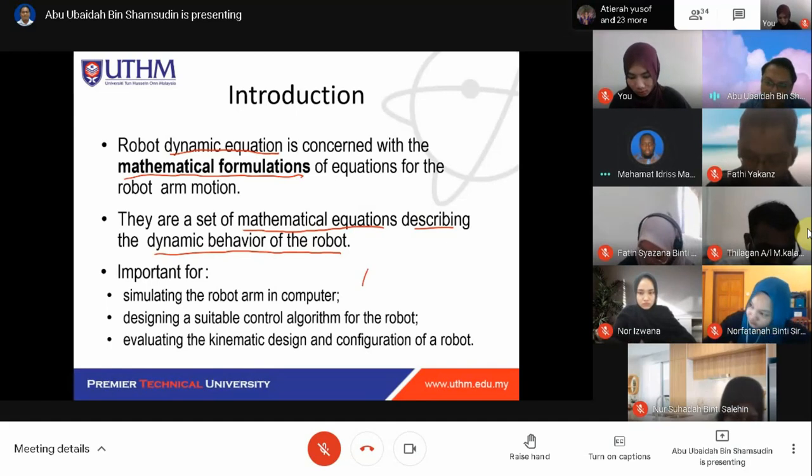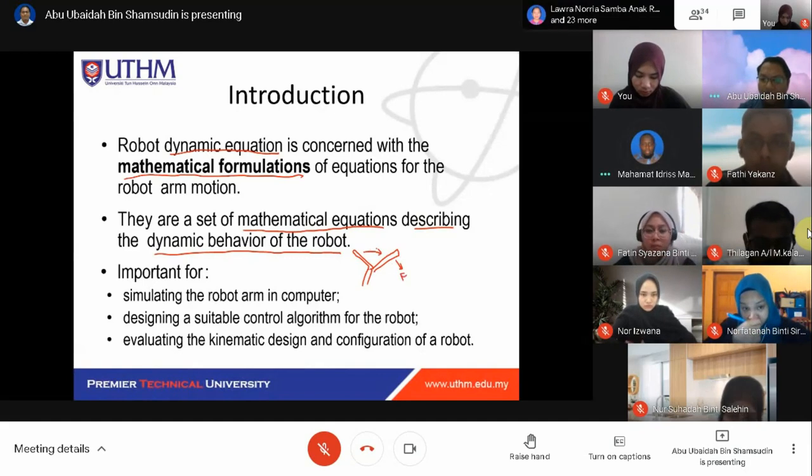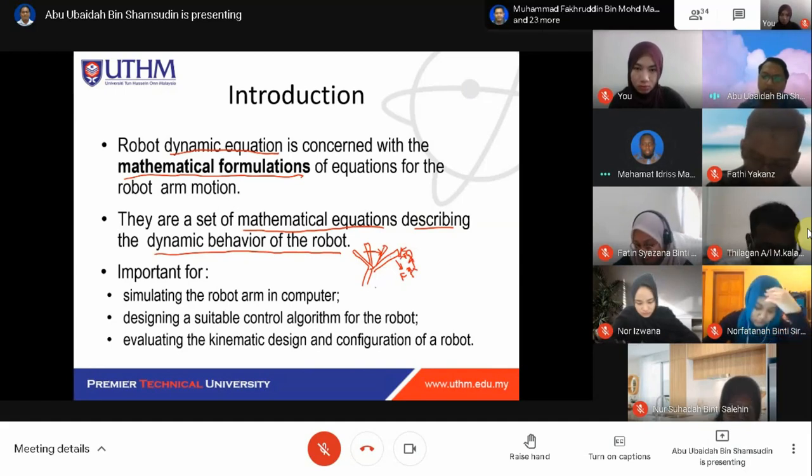Like the example here, if I move my robot arm from here to here, if I move it slow, I will not have a large force. If I move this one very fast, here I will have a very large force. Okay, if I hit a person, that person may die. So because of that, we try to understand the dynamic of our robot arm.